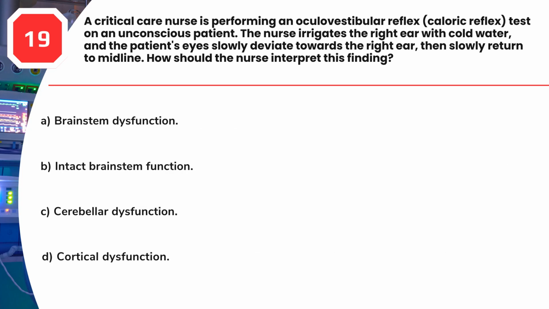Question 19. A critical care nurse is performing an oculovestibular reflex, caloric reflex, test on an unconscious patient. The nurse irrigates the right ear with cold water, and the patient's eyes slowly deviate towards the right ear, then slowly return to midline. How should the nurse interpret this finding? A. Brainstem dysfunction. B. Intact brainstem function. C. Cerebellar dysfunction. D. Cortical dysfunction.